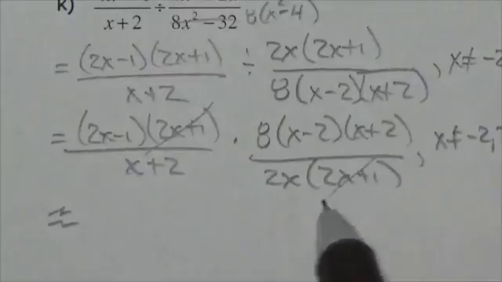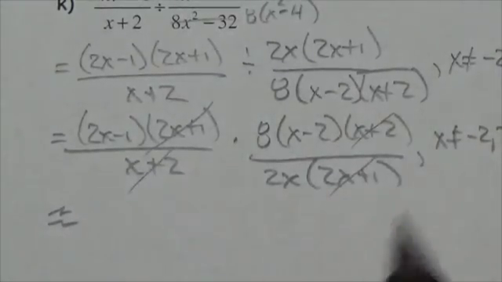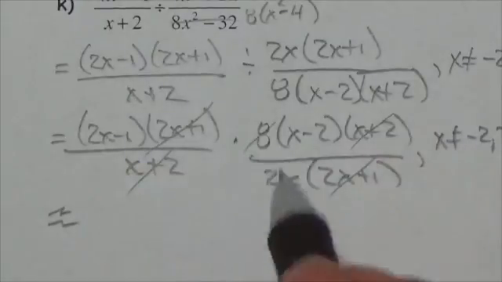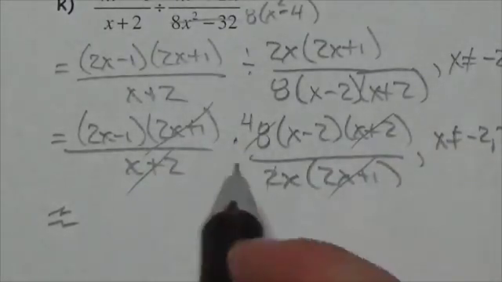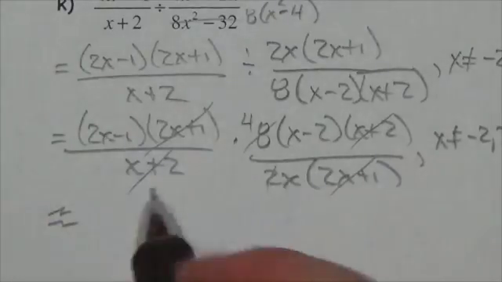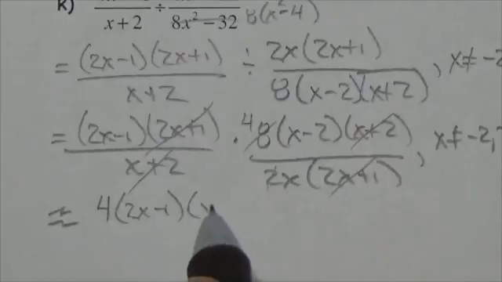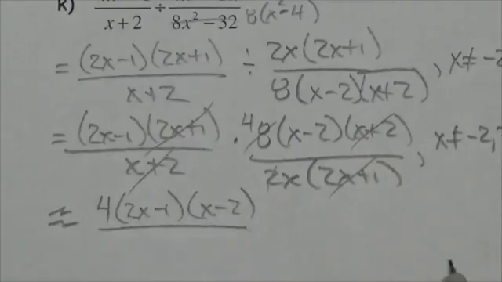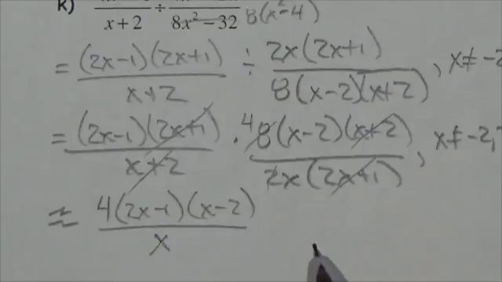Well, here, the 2x plus 1's become 1. X plus 2 divided by x plus 2 is 1. 8 divided by 2 leaves me with a 4 up top here. And so now the factors that survive in the numerator were the 4, the 2x minus 1, and the x minus 2. And in the denominator, actually, was just that x right there.